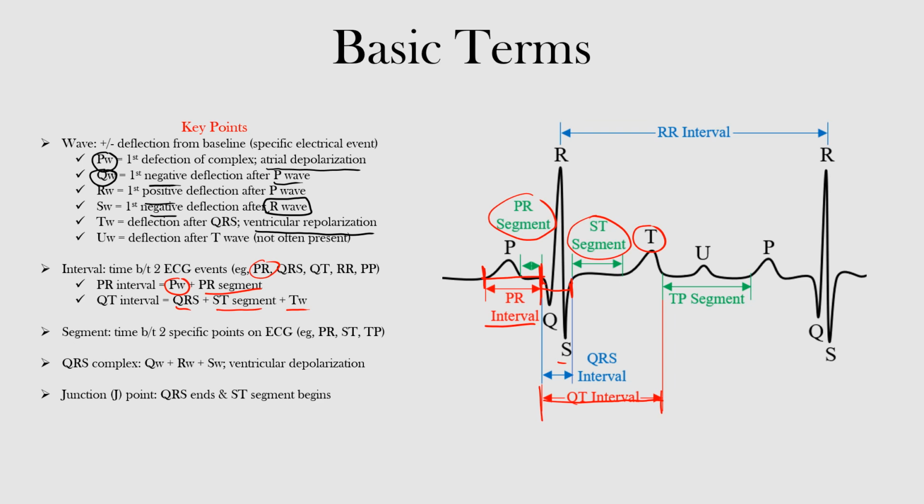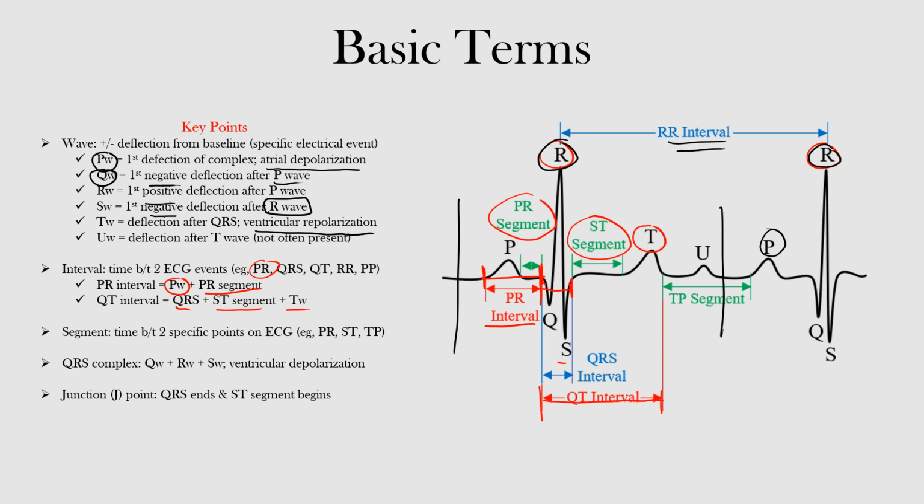Then we talk about R to R intervals, and this will help when we start to look at regularity of rhythms. So the R to R interval is from one R wave until the next R wave. So imagine that we have one complex here that goes up until here. Then we start over again with the P wave and the complex continues. So we're going from one R wave and one complex to the next one. That's called the R to R interval.